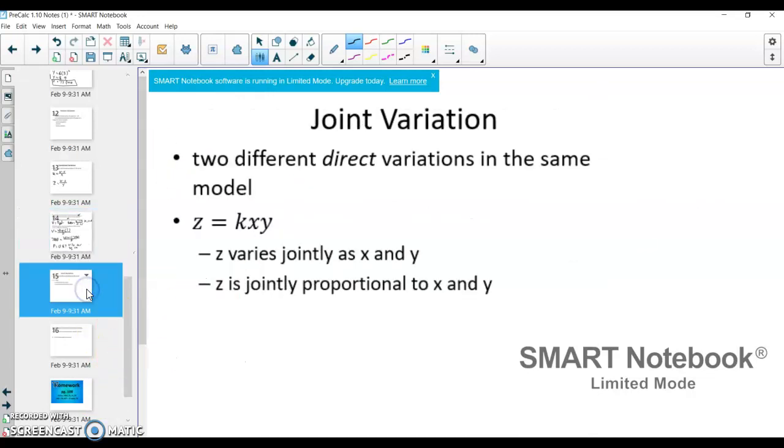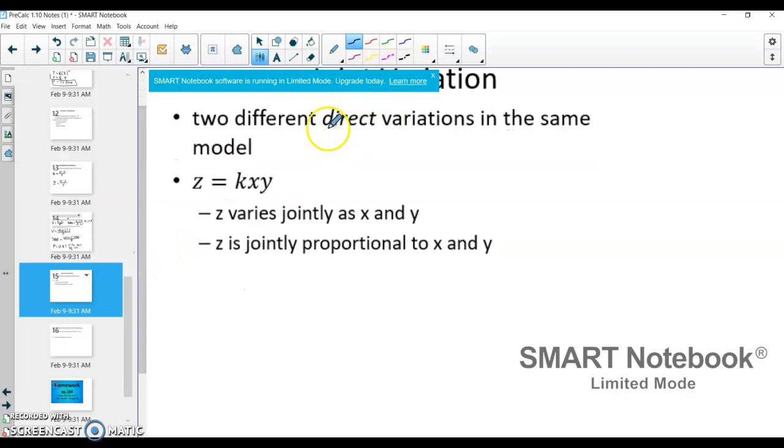So the last one is joint variation, where it's again three variables, z, x, and y. But this time it would just be two direct variations, so it's just two multiplyings. Or you'll see this a lot: z is jointly proportional, or z varies jointly with x and y. And that word jointly is going to mean all multiplication. So we don't have that combination. We don't have that inverse on here.